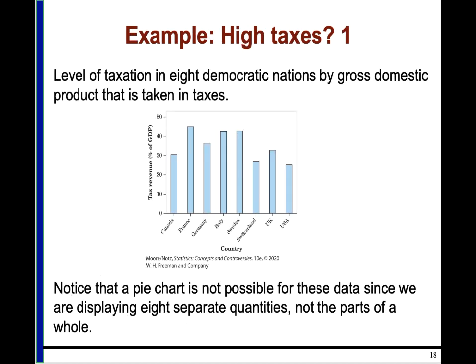We can look here at the level of taxation in 8 democratic nations by gross domestic product that the country takes in taxes. So here we see that France has the highest tax revenue as percent of gross domestic product, GDP. A pie chart here would not make sense because we're not looking at how each of these countries contributes to some whole. We're simply comparing the rate for each of these countries.